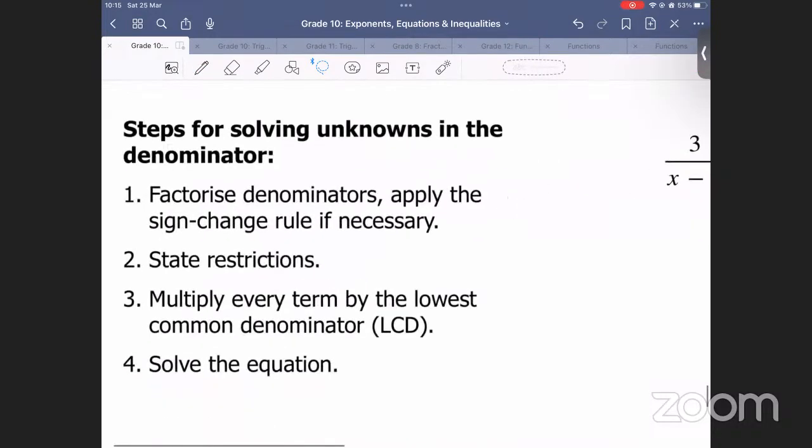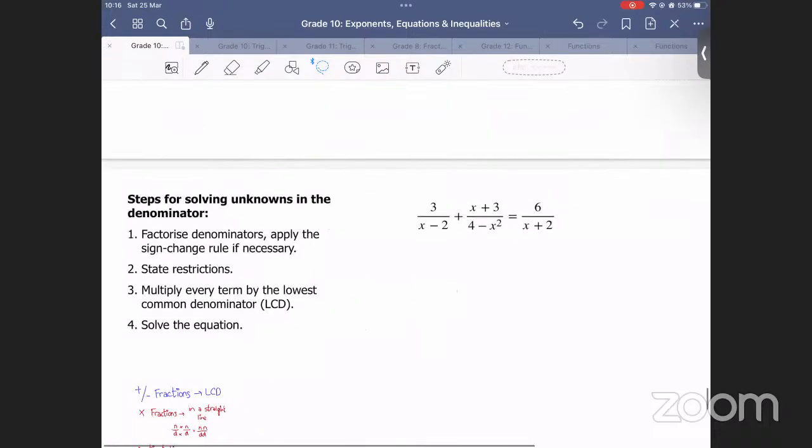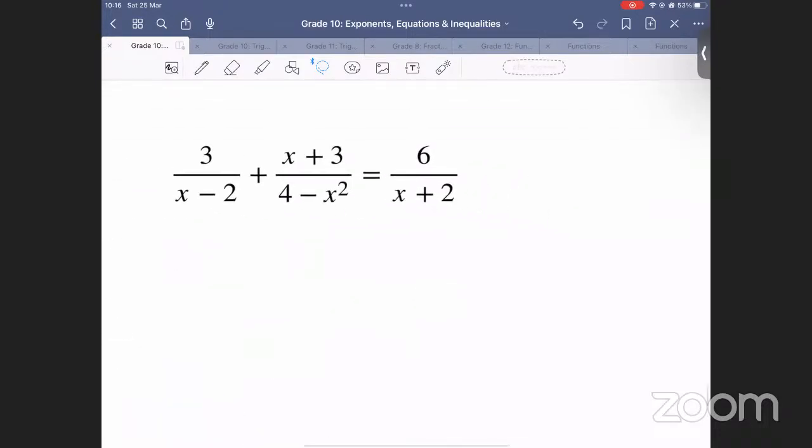Now let's look at the steps that they mentioned to us. It says factorize denominator, apply the sign change rule if necessary, state restrictions, multiply every term by the lowest common denominator and solve the equation. So let's have a look here.